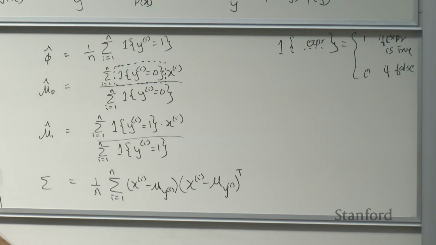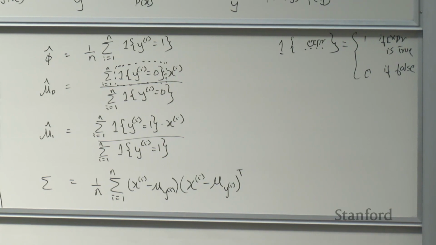And these are the solutions, and in your homework you will be deriving it and proving that these are actually the solutions, which is basically just calculus. The computation can be a little verbose, but it's pretty straightforward. So these are the MLE, the maximum likelihood estimates of the Gaussian discriminant analysis.